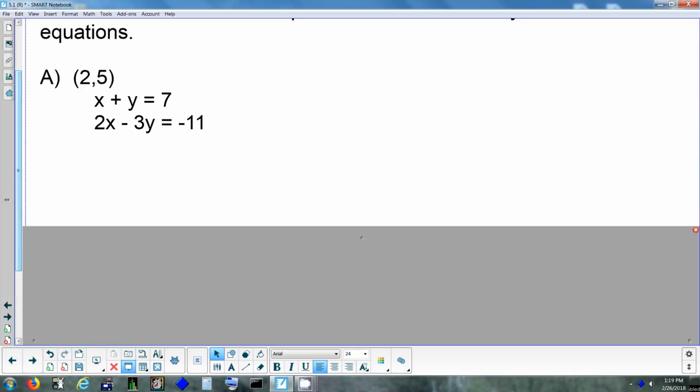Connor, 2, what coordinate is that? Or what letter is that representing? X. Good. And then what about, Ginny, what about 5?